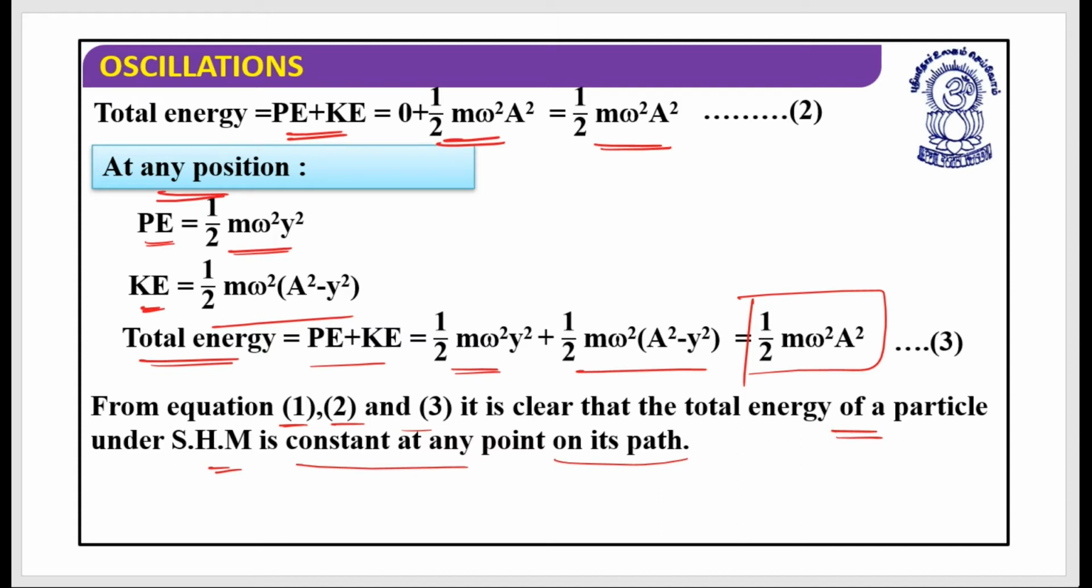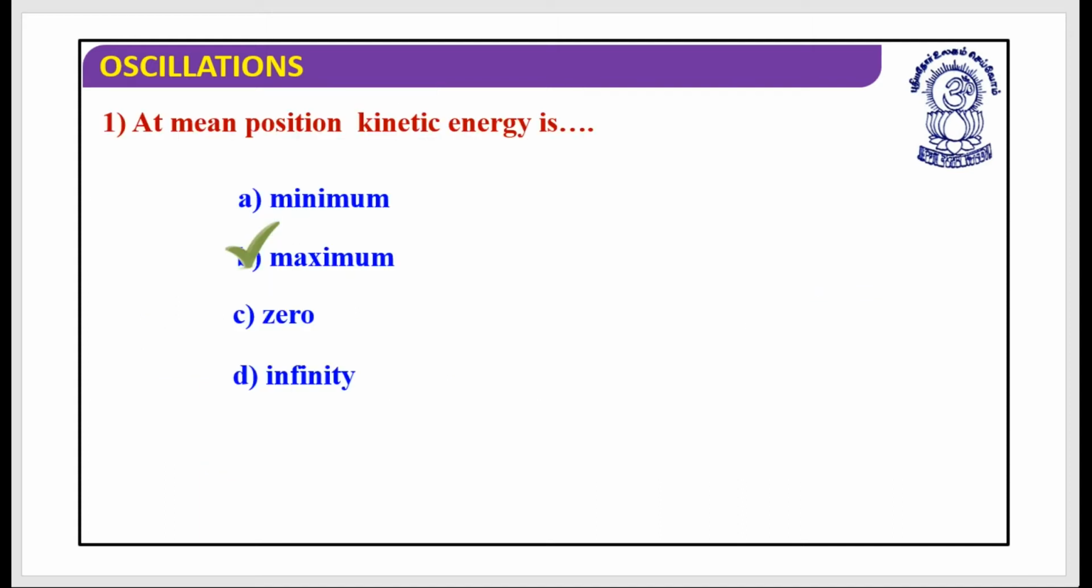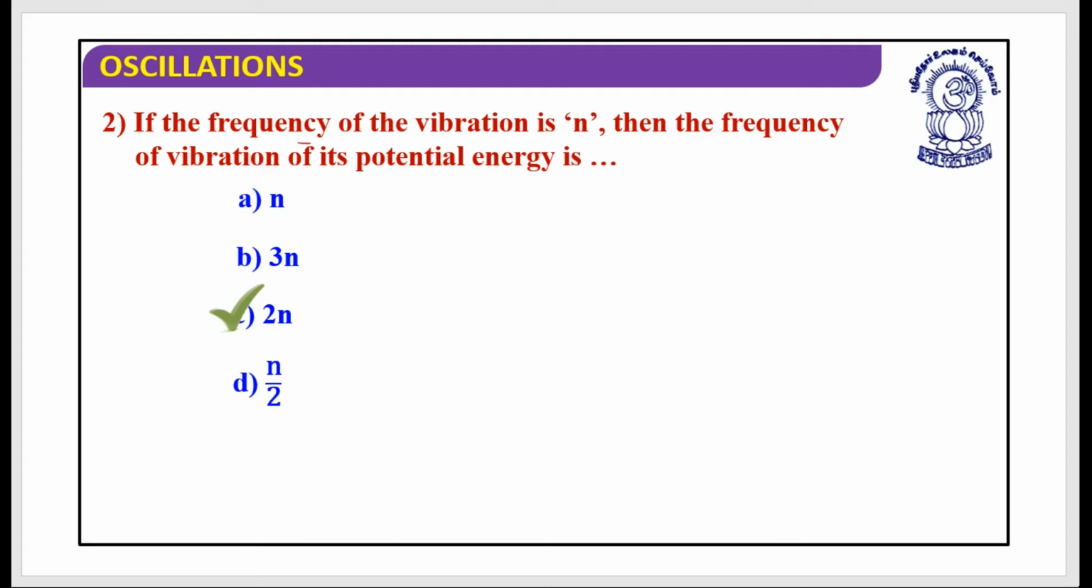Now let's look at certain quick questions. We can see that at mean position, kinetic energy, yes, it is maximum. Next question. If the frequency of the vibration is n, then the frequency of the vibration of its potential energy is 2n.